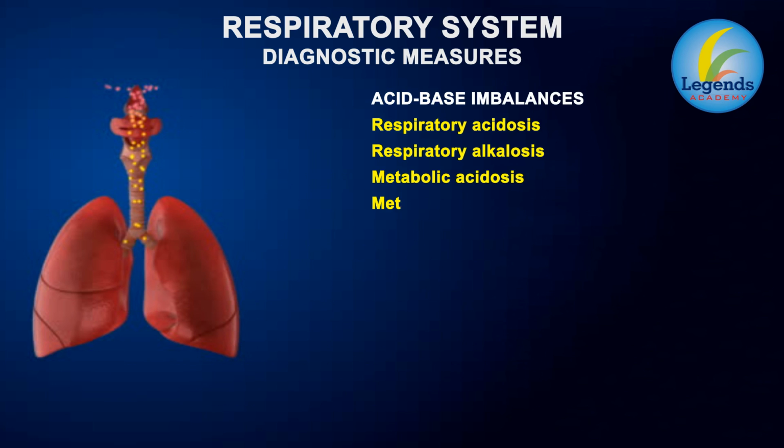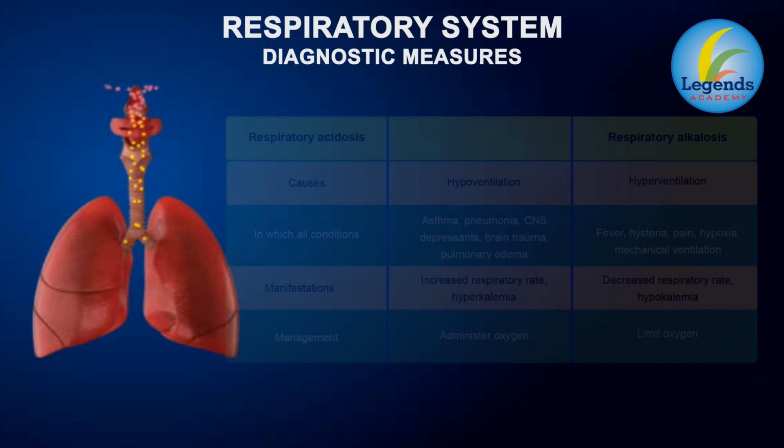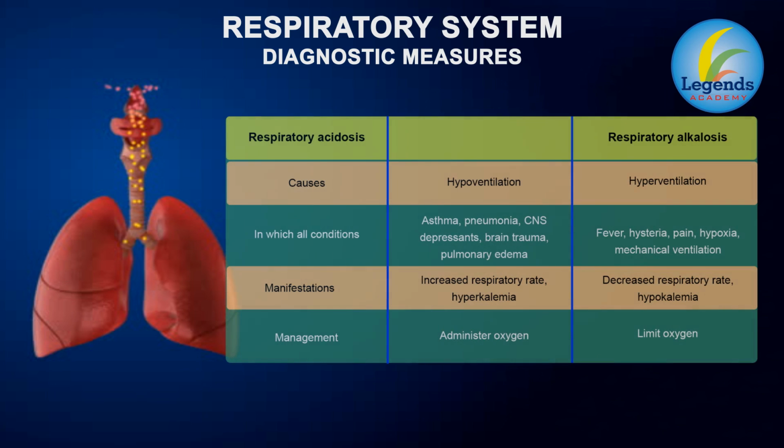Then we will discuss the difference between respiratory acidosis and respiratory alkalosis. Respiratory acidosis means the lungs cannot remove enough of the carbon dioxide produced by the body. The causes are hypoventilation, in which conditions like asthma, pneumonia, CNS depressants, brain trauma, and pulmonary edema. And the manifestations of respiratory acidosis are increased respiratory rate and hyperkalemia.